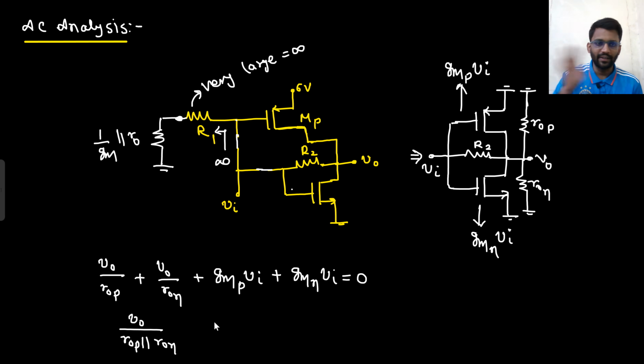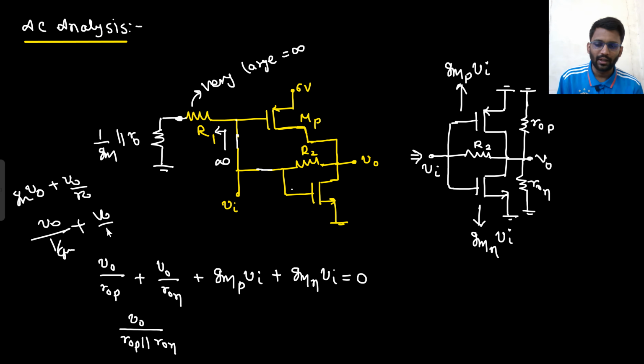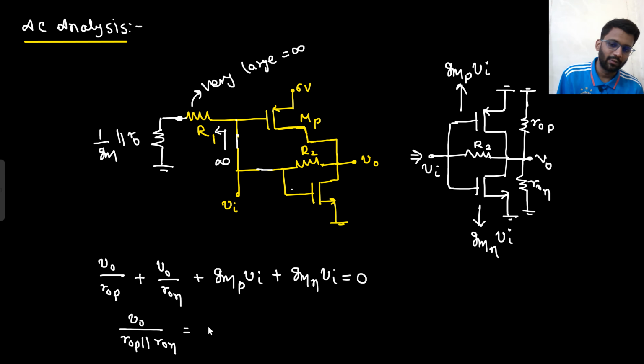We are doing it in the complete network analysis. In the complete analog electronics, like GM V naught plus V naught by R naught, what we were doing, V naught upon 1 by Gm plus V naught upon R naught. So V naught upon 1 by Gm parallel with R naught, right? So similar thing we are doing here. V naught upon R naught P parallel with R naught N would be equals to minus GMP plus GMN into Vin.